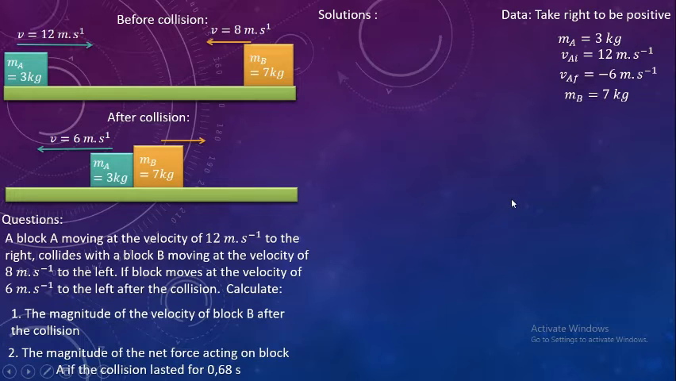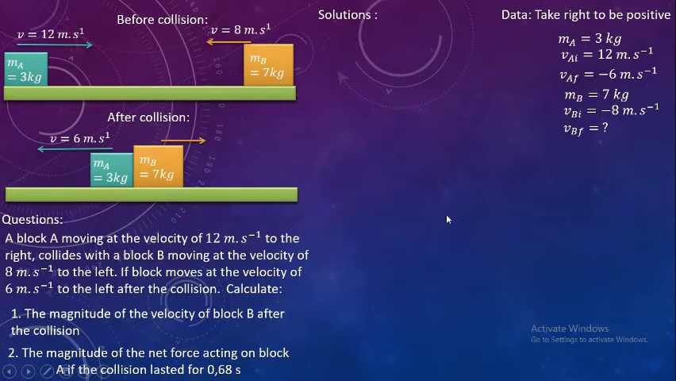Then we go for mass B, block B having a mass of 7 kilograms. Then we have the initial velocity of block B, which is negative 8 meters per second. It's negative because it's moving towards the left. And then we don't know its final velocity. So we know all these values, and we don't know this value.